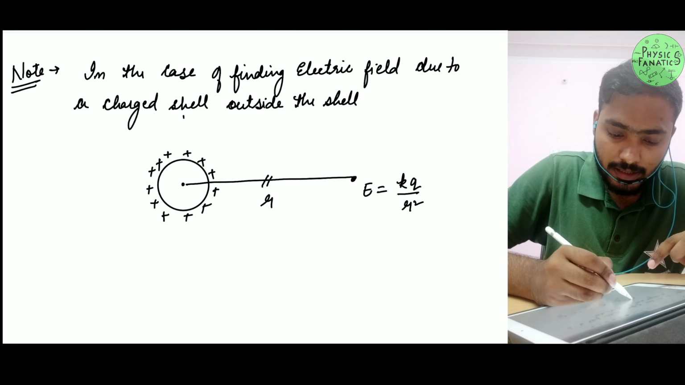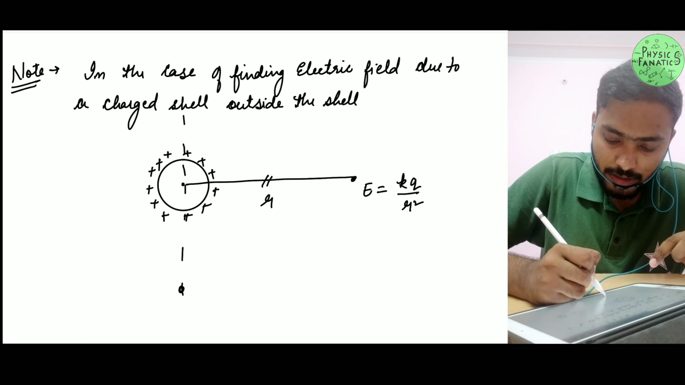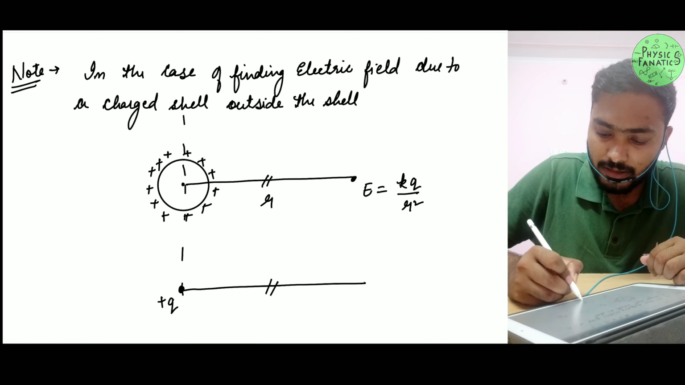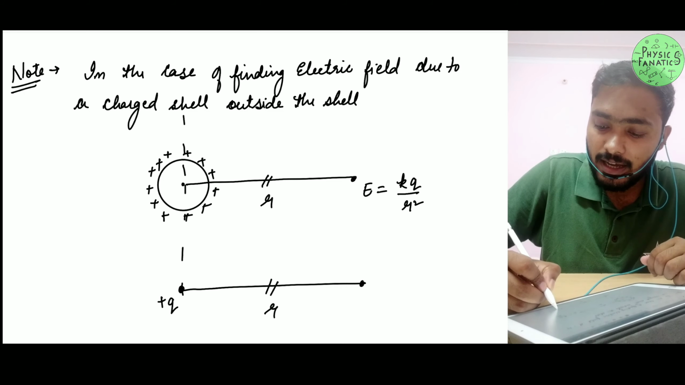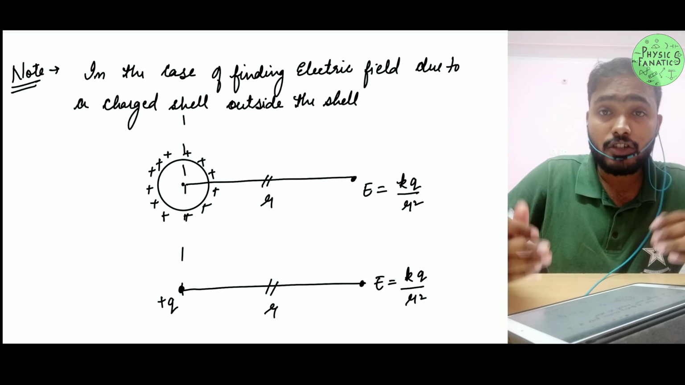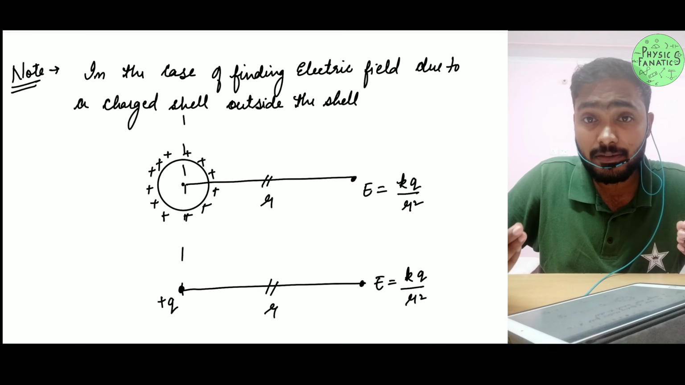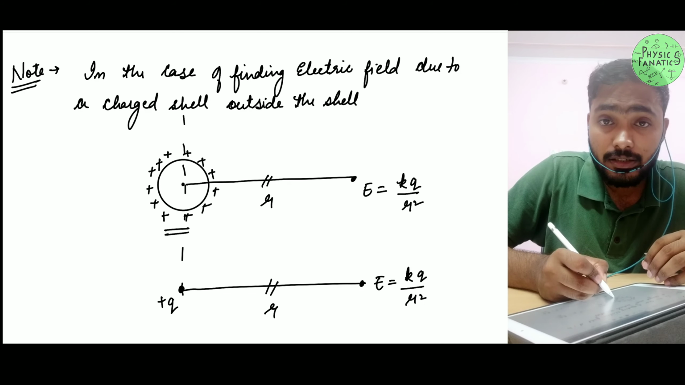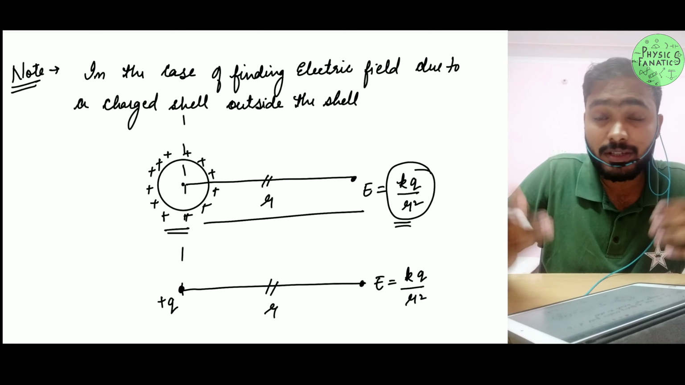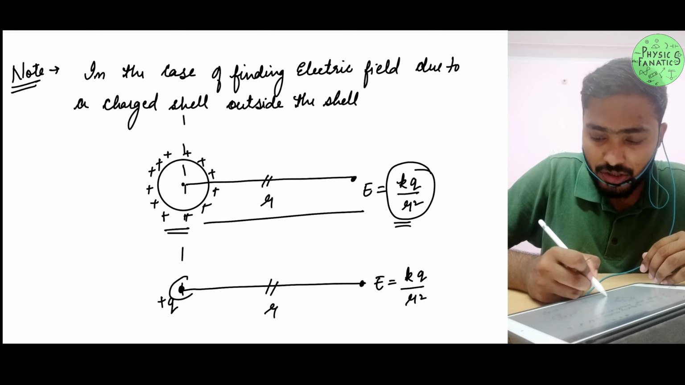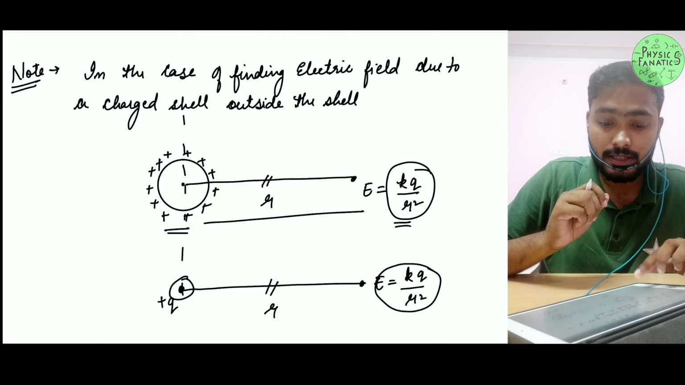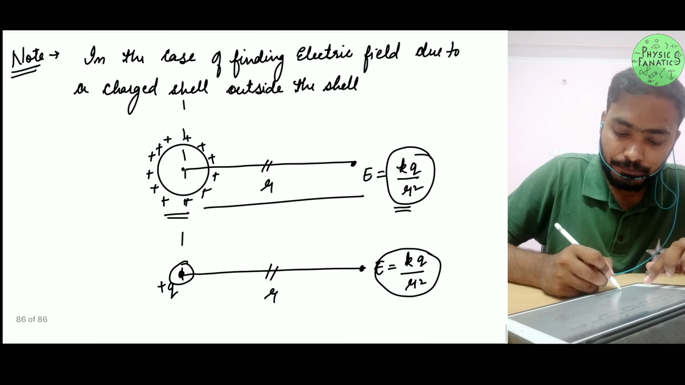On the other hand, if I had a point charge plus q, and I'm supposed to find the electric field at some r distance, again I would have got the same value, that is kq upon r square. So for both cases I'm getting the same value. For a shell at r distance I'm getting kq upon r square, and for a point charge I'm also getting the same. So what does this mean?